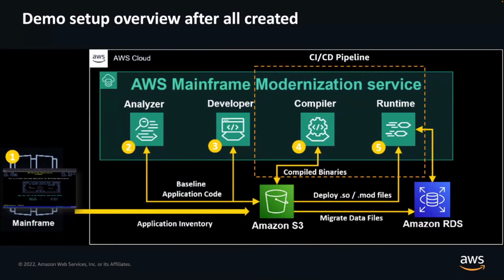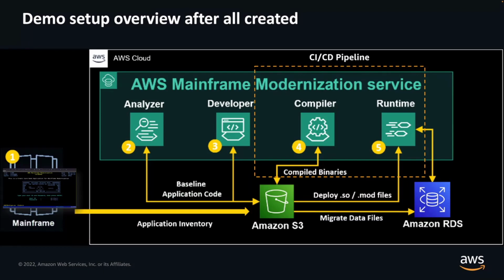This is how our demo setup will look after all is created. On the left-hand side, you can see we have a core demo application running on the mainframe. We take the source code from the mainframe and use Analyzer to analyze the dependencies and missing components and everything. Once we have everything needed for the migration, we use the developer to migrate the application and data. Then we commit the migrated and tested application components into CodeCommit. The pipeline will get automatically kicked off and provision all the necessary resources. The pipeline will also start the application server so that we can use the mainframe application. We use Amazon RDS to store the application data.